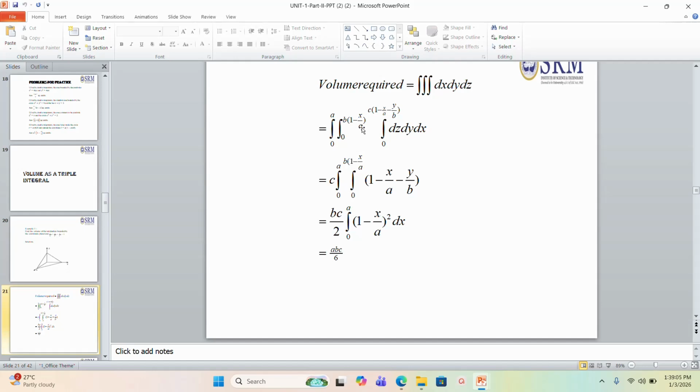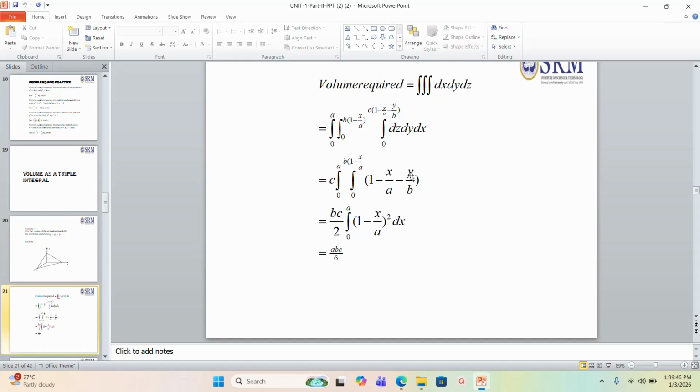So we can see b into 1 minus x by a. Here x is in the limit. So as per the property, if x is in the upper limit or the lower limit, we have to integrate with respect to y. So 1 minus x by a minus y by b, this we have to integrate with respect to y, so into dy. And another variable is there, dx, it's the third. So now this we have to integrate. First of all, 1 minus x by a is the constant, 1 minus x by a, and minus y by b, this we have to integrate. So 1 by b is the constant.